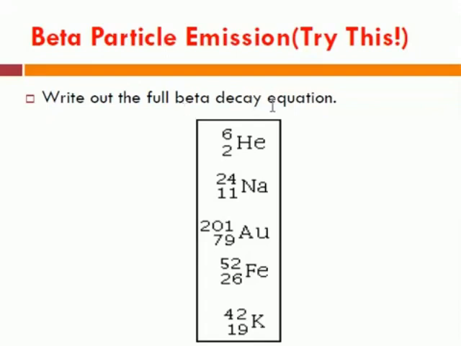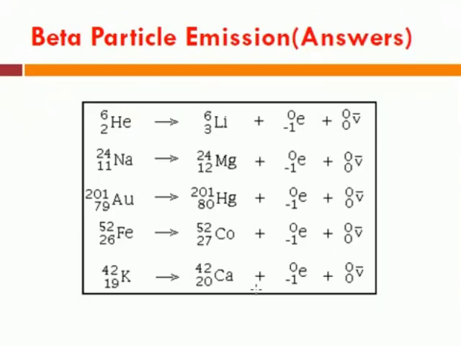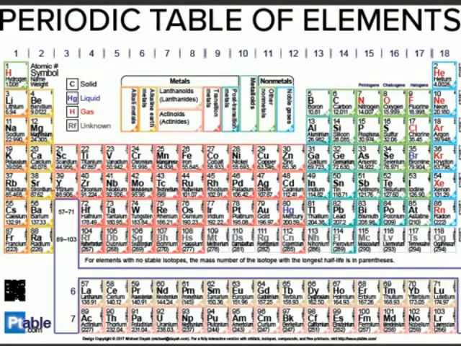So next, let's proceed with beta particle. Write out the full beta decay equation for these 5. So here's the answer. Under beta particle emission, we have the beta particle here and the antineutrino here. 0 plus 0, so this one is 6. Negative 1, so plus 1, because when you transfer negative 1 to the other side of the equation, it will be positive 1. So 2 plus 1, so we have 3 here. The element with atomic number of 3 is lithium. Okay, so let's verify. So this one is lithium here.